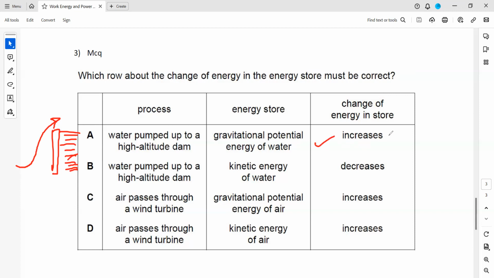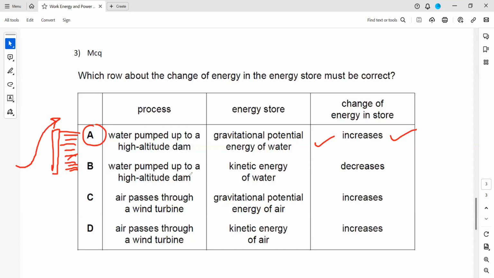And what happens to the energy stored? Because the height is increasing, the gravitational potential energy will also increase. So A is a valid answer. Why not B? The water pumped up to a dam, the kinetic energy decreases.